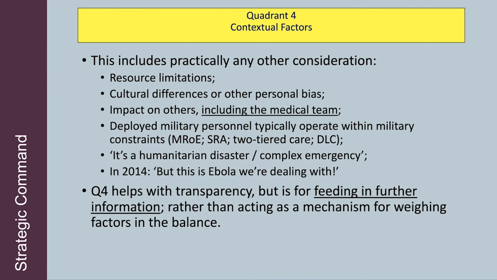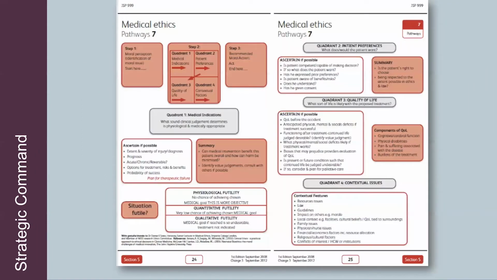The thing to note is quadrant 4 helps with transparency, but it's only meant to be for feeding in further information rather than using it as the sole slide and the sole balance to weigh things. And the important thing is at the end of that deliberation, step 3, make your decision and act on it. Okay, so we've decided we are going to do resuscitation and give life-saving drugs. Right, who wants a cup of tea? Oh, right, yeah, better give them. Right, so give the drugs, make the decision and act on it. That's the important point, otherwise it's just a thought exercise.